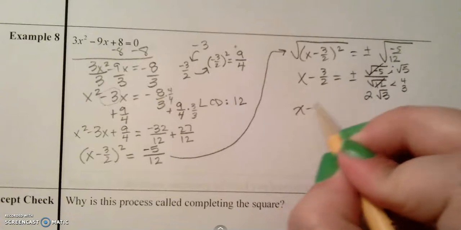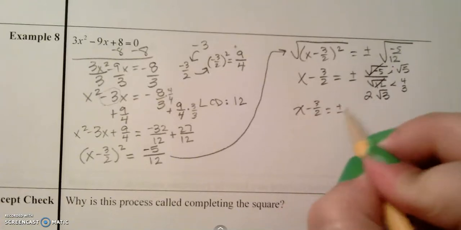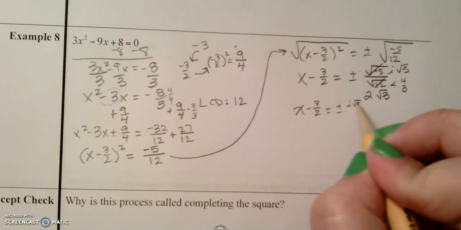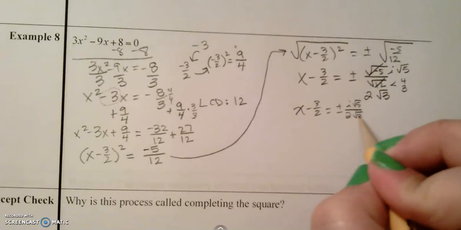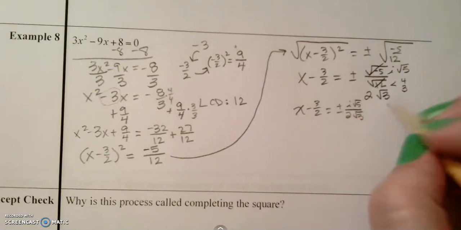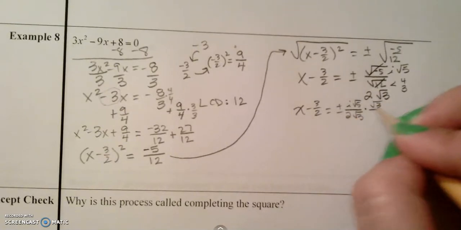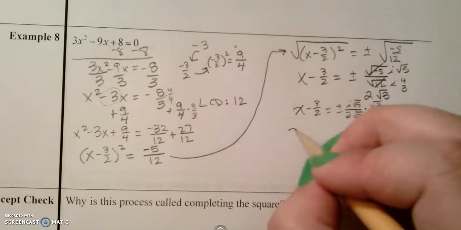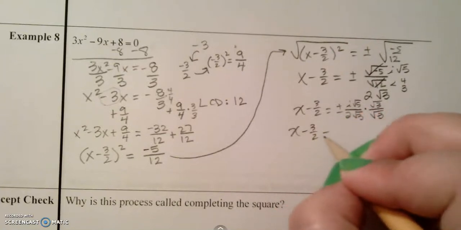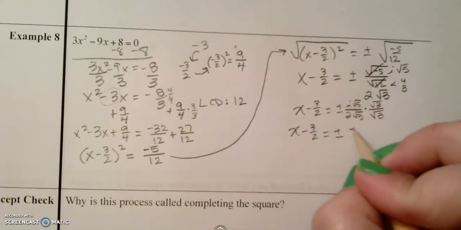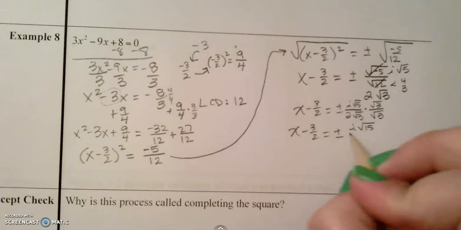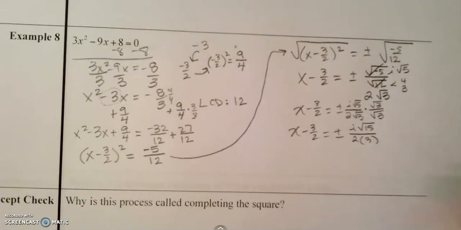So x minus 3/2 equals plus or minus i times the square root of 5 divided by 2 times the square root of 3. Again, that has to be rationalized. Square root of 3 over square root of 3. x minus 3/2 equals plus or minus i times the square root of 15 divided by 2 times 3.